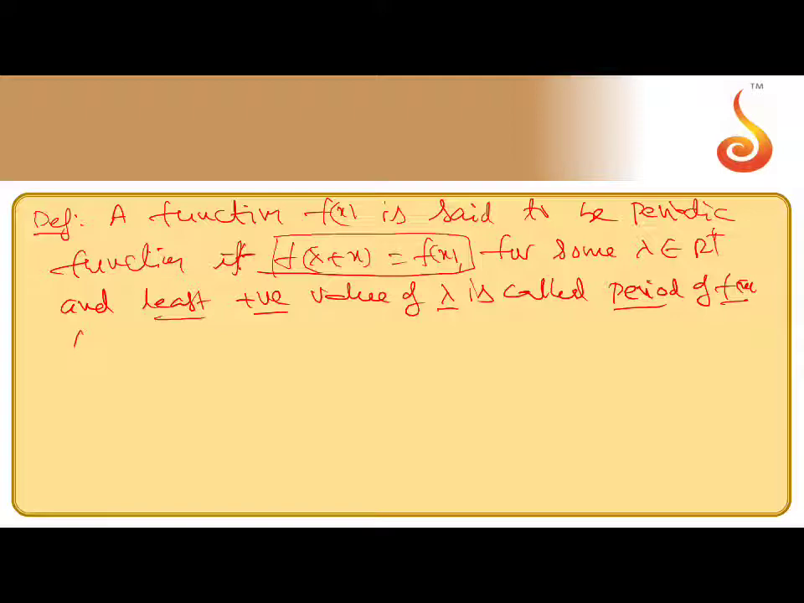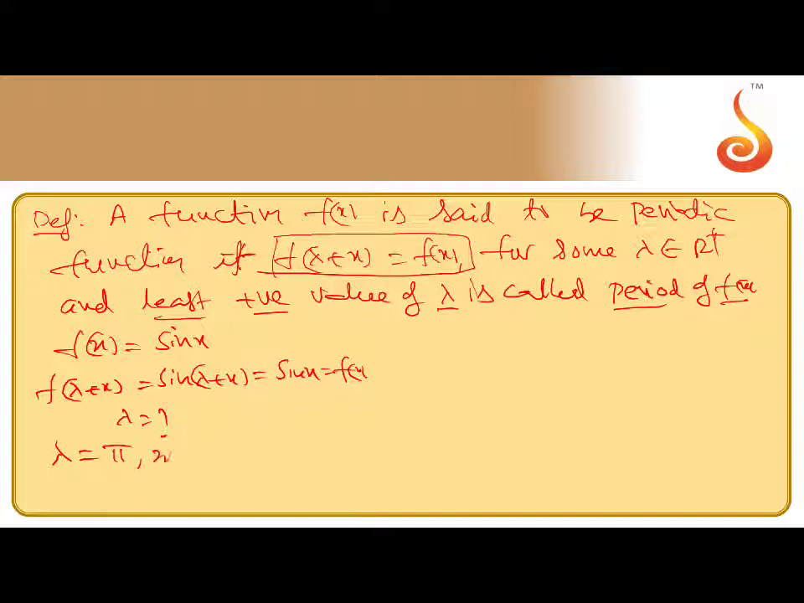Let us take one example. In this case, I will take f of x equal to sin x, so it is easy for understanding the problem. So f of lambda plus x, that means sin of lambda plus x, equals sin x. For what value of lambda is this required? Now you can choose the values of lambda: pi, 2 pi, 3 pi, 4 pi and so on. Which value of lambda satisfies it correctly?